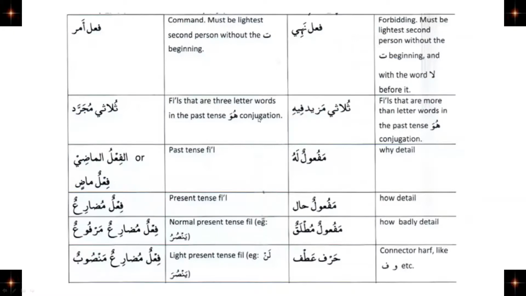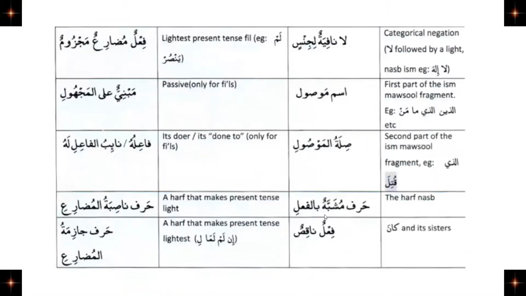Fi'l amr and fi'l nahi. Sulasi mujarrad and sulasi mazid. These ones have to do with sarf. These are 3-letter words, and 3-letter words that can have extra letters. These two terminologies will be known when we come to do sarf. Fil madi, or madin, you can write it madin or madi. Maf'ul bihi, maf'ul lahu, maf'ul fihi. All the kinds of maf'uls that we have learned. Maf'ul lahu, maf'ul hal, maf'ul mutlaq. Fil madi, fil mudari marfu, fil mudari mansub, and fil mudari majzoom. These are all terminologies that we have used.